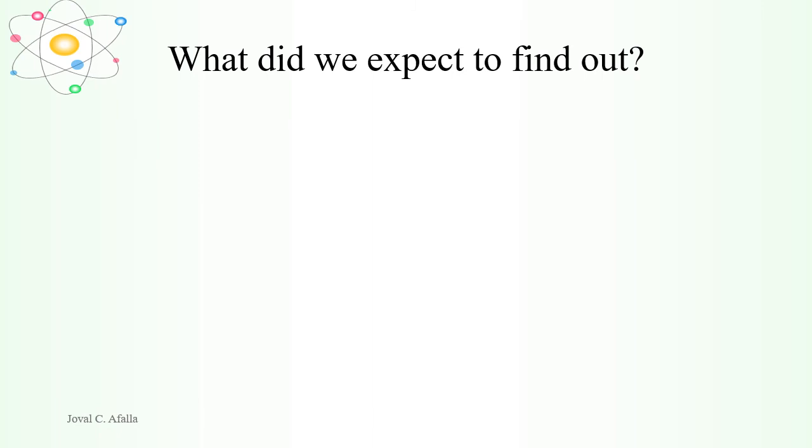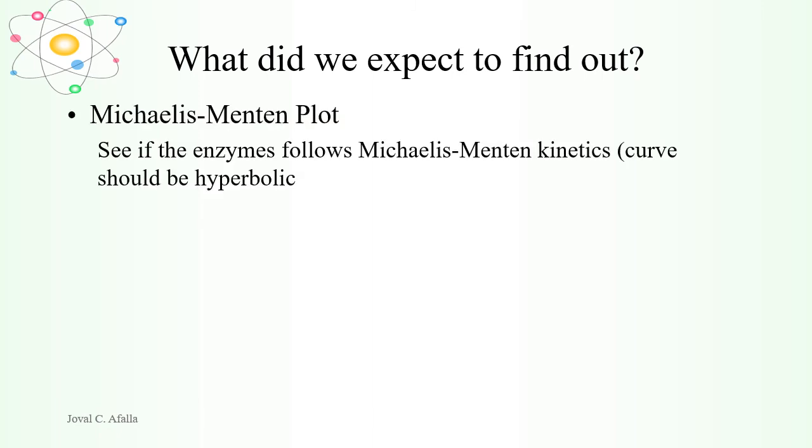So what do we expect to find out? Okay, for the Michaelis-Menten plot, we'll see if the enzyme follows Michaelis-Menten kinetics. Reminder, the curve should be hyperbolic. If the curve is not hyperbolic, then your enzyme does not follow Michaelis-Menten kinetics. It will be useless to do the next step, which is to do the Lineweaver-Burk reciprocal plot, because you will not get straight lines.